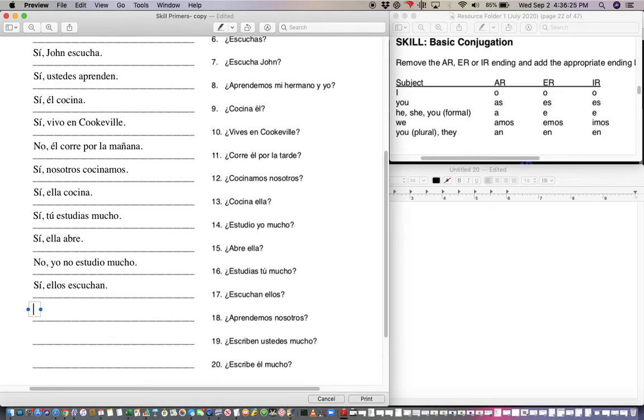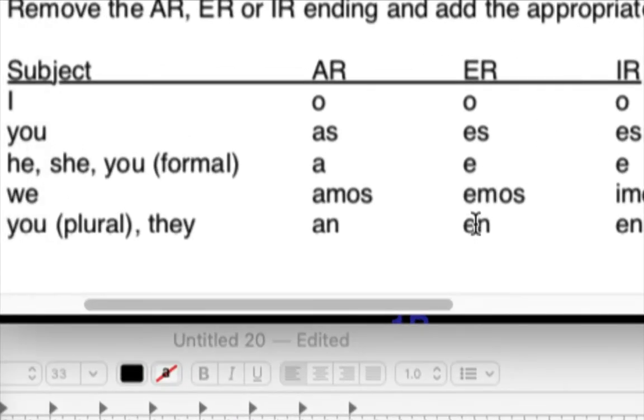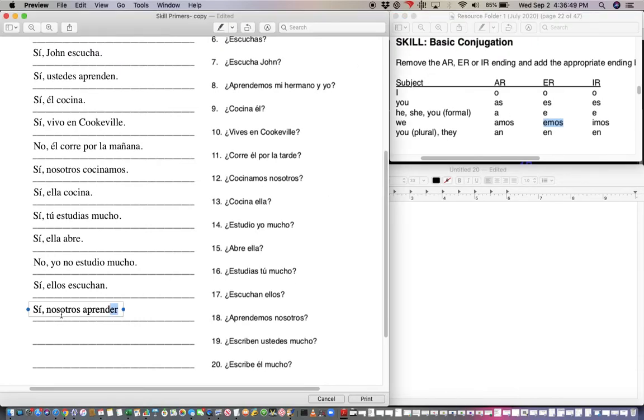Number 18. Aprender is to learn. So the question is asking, do we learn? So I'm going to say, yes, we learn. Sí, nosotros. Aprender, take off the ER. What do we add for an ER verb for we? Emos. So sí, aprendemos.